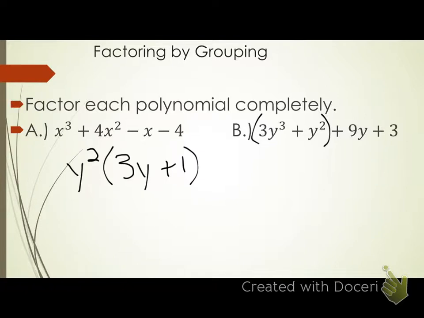All right, let's group our last two terms together. Do 9y and 3 have a GCF? Yes. It is 3. They don't have any variables in common, so it's just 3. 3 times what would give me 9y? 3y. And then 3 times what would give me 1? 1.